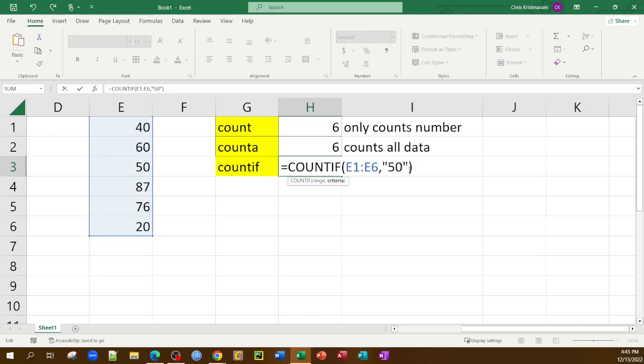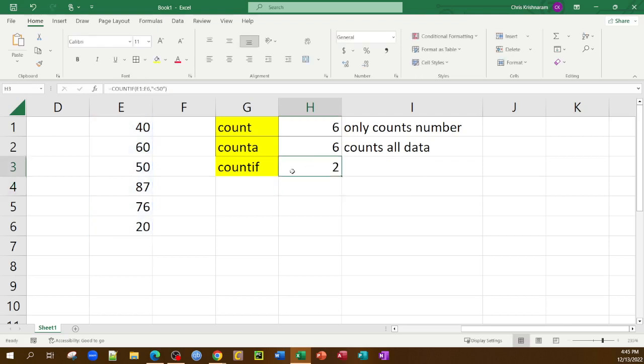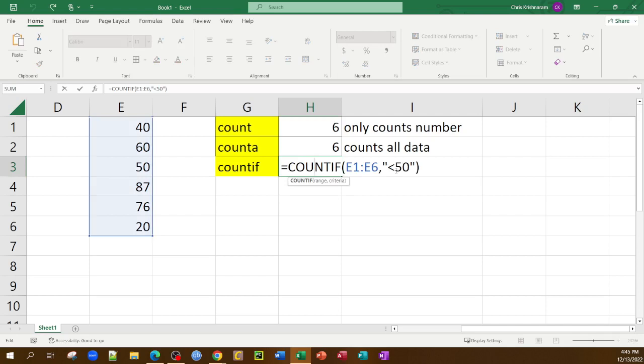I can do the same for less than also. How many persons got less than 50? Notice I got 2 now. So we got 2. We got 40 and we got 20. Everything else here is greater than 50 or equal to 50.